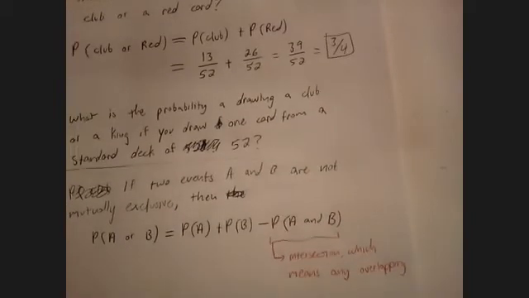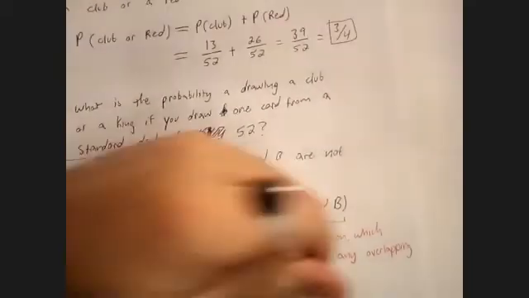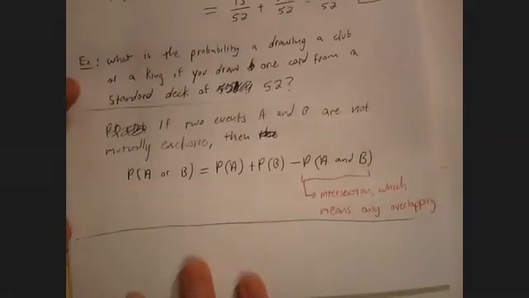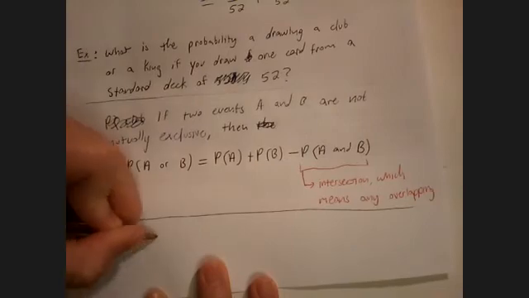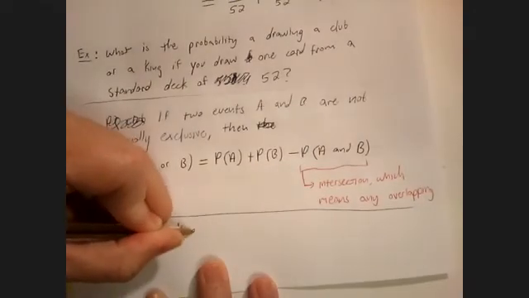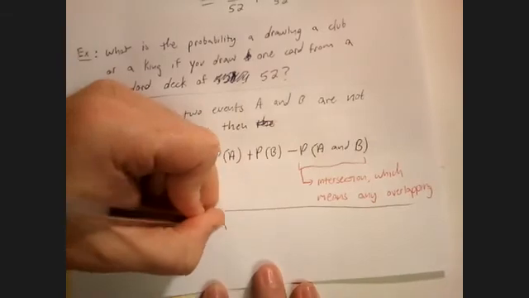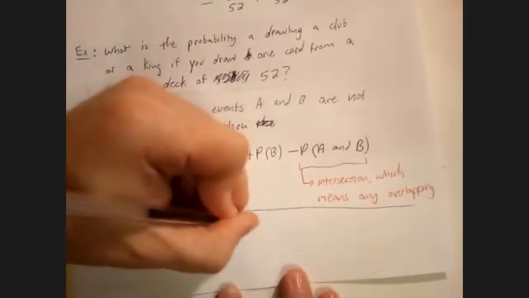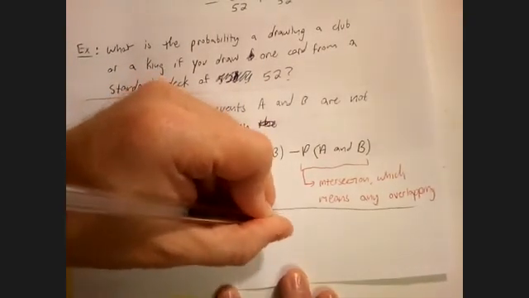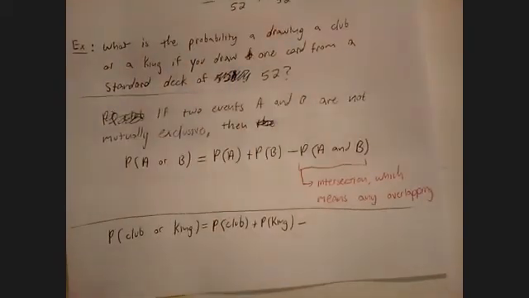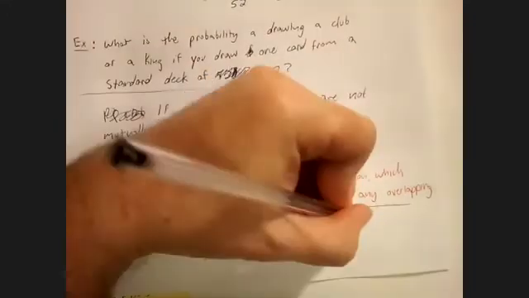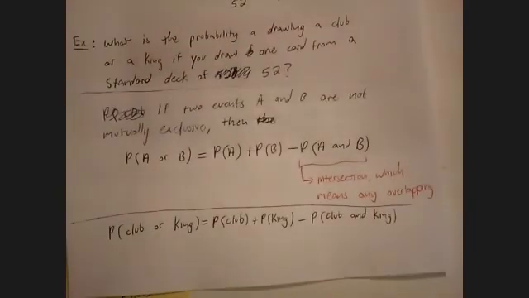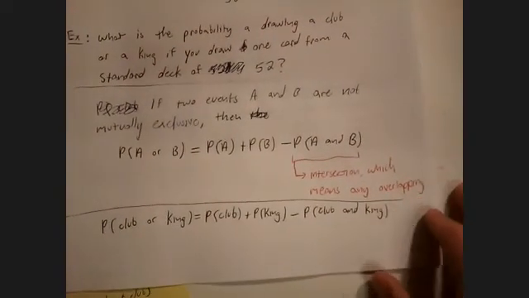In this problem, so going back to our problem here, the probability of club or king is equal to the probability of a club plus the probability of a king minus any cards that are both clubs and king. Okay, so got to throw that away.